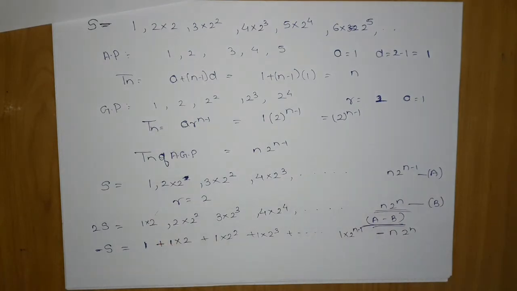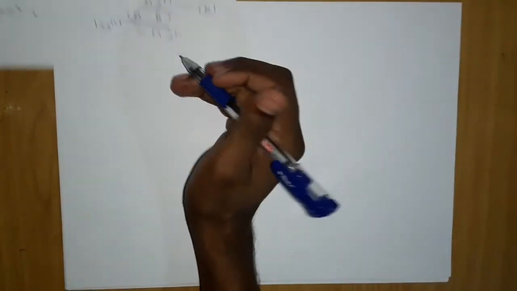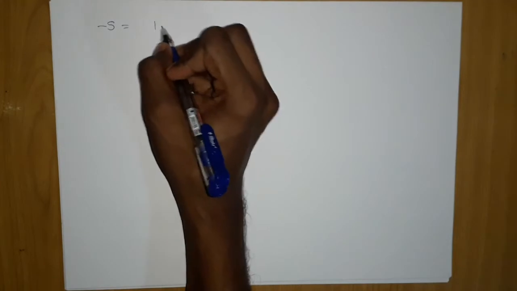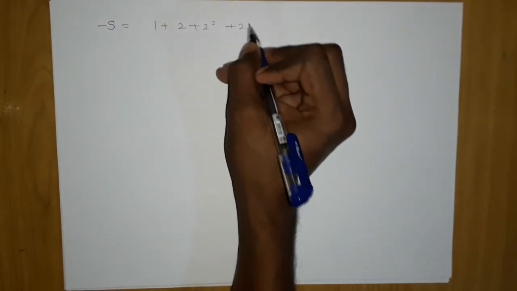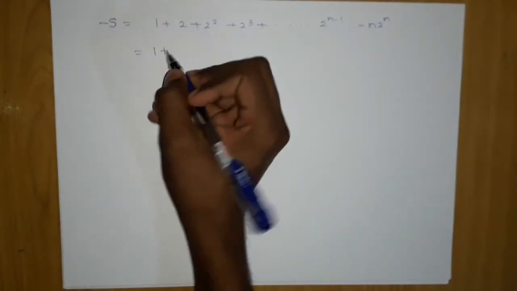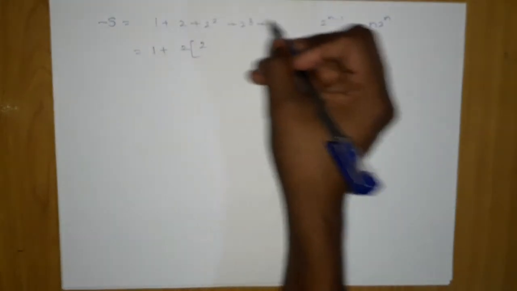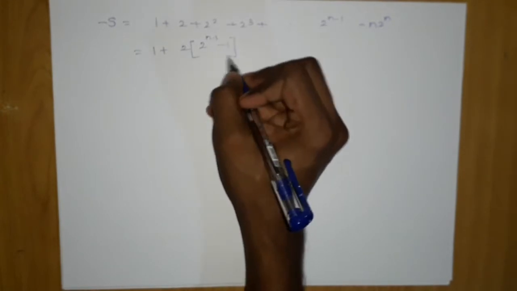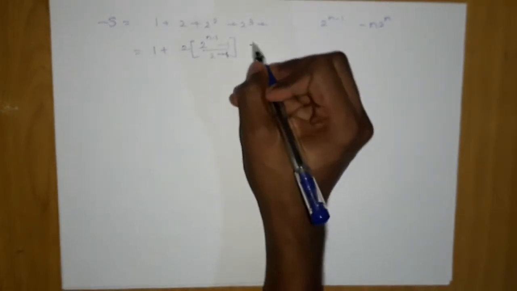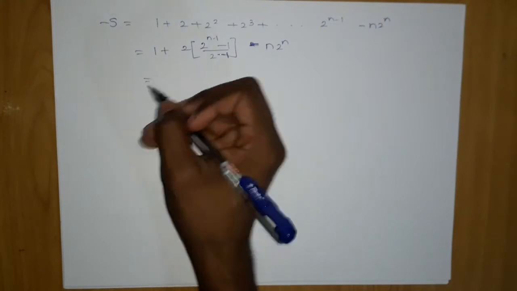So what you can see from here, let me write it again for your understanding. Minus S is nothing but 1 plus 2 square plus 2 cube, plus till 2 power n minus 1, minus n into 2 power n. After doing this, you can take 2 into 2 power, how many terms are here? 1, 2, 3, 4, till n minus 1, minus 1 upon 2 minus 1. And then minus n into 2 power n.